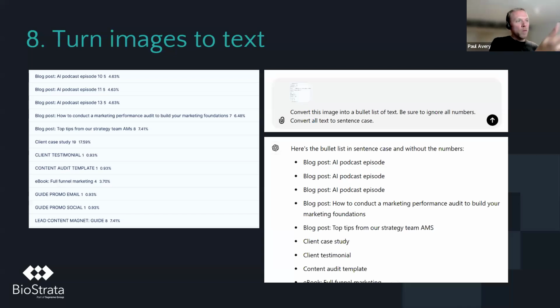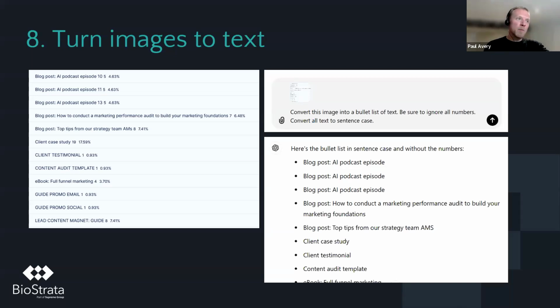So as an example, this is a screen grab from our project management system. These are some BioStrata projects from a couple of years ago. And I can export these from the project management system, but our project management system kind of sucks when it comes to exporting stuff. So I just took a screen grab and dropped it into ChatGPT and told it, convert this image into a bullet list of text.